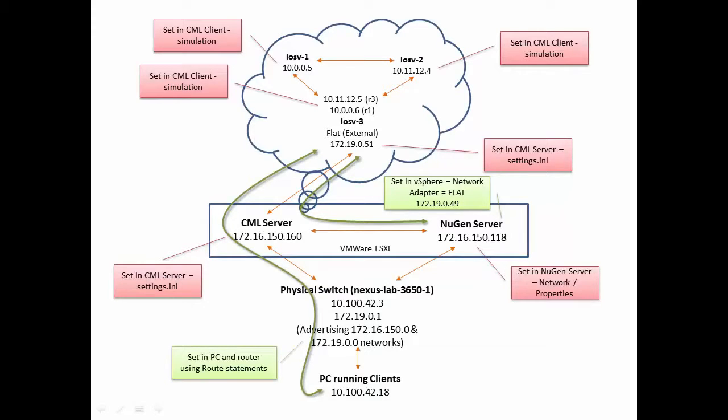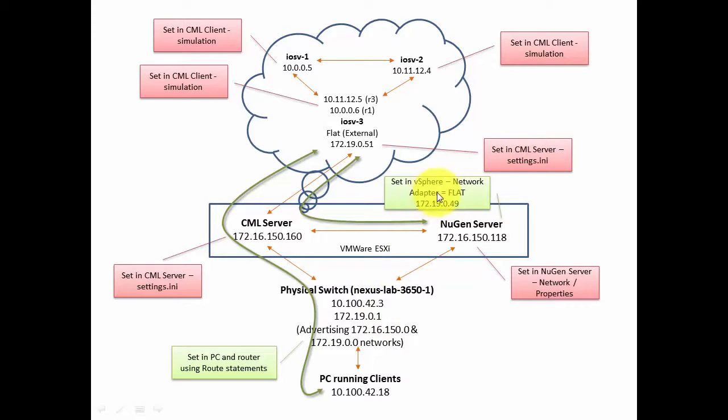So let's take a look at the network diagram. We start with a PC that goes through a switch, through the CML server, and then up to the virtual network. The virtual network has a flat connection, which is a 172.19.0.51. That's connected to the CML server, and then also connected to the physical switch through the 172.19.0.1 address. The flat network address is configured as part of the CML server, and that's configured within the settings.init file.